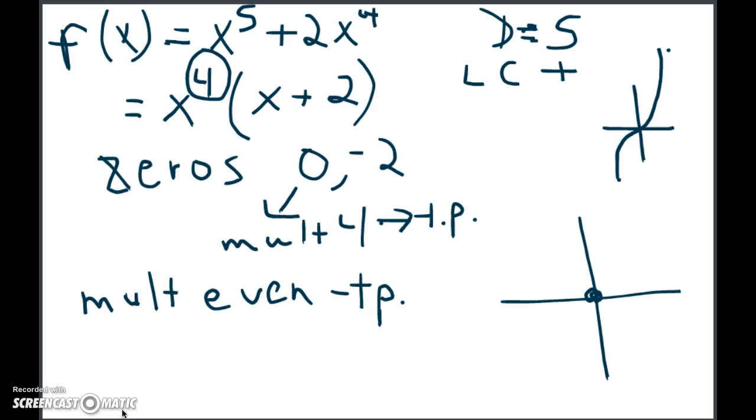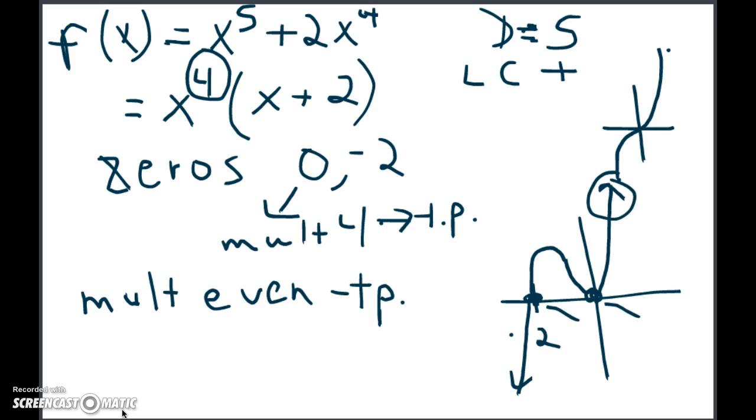So I have a 0 at 0, I have a 0 at negative 2. And I know that this graph falls to the left, rises to the right. Well, how is it possible that this graph could go up and down and go through this point? Well, because 0 has multiplicity 4, this is a turning point. So the graph does this. There's my two zeros. Here's my end behavior. So that's what this graph looks like.